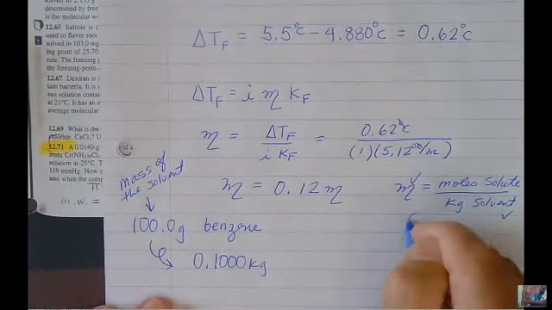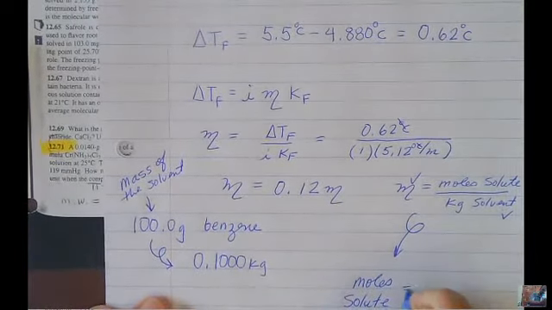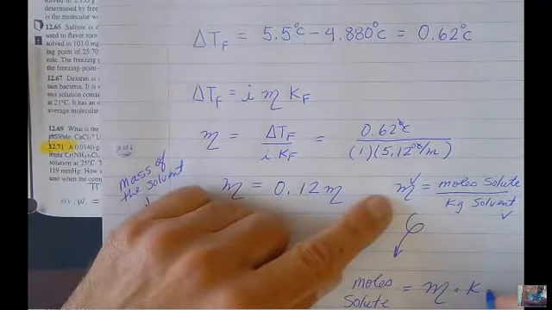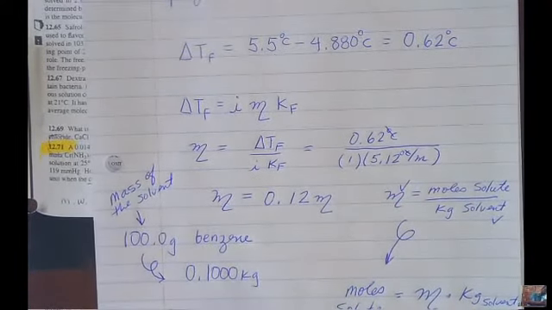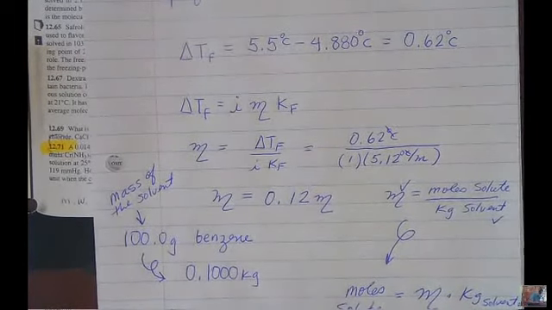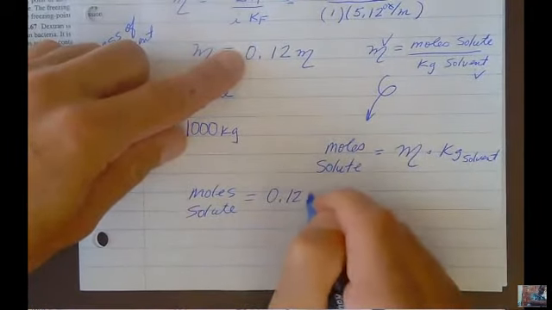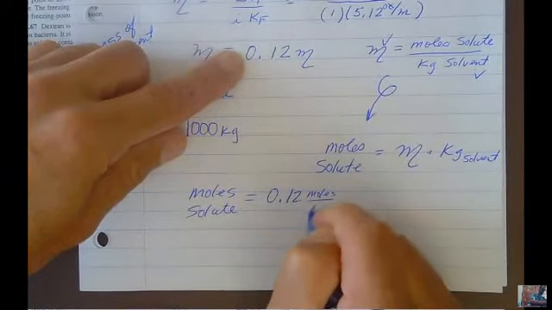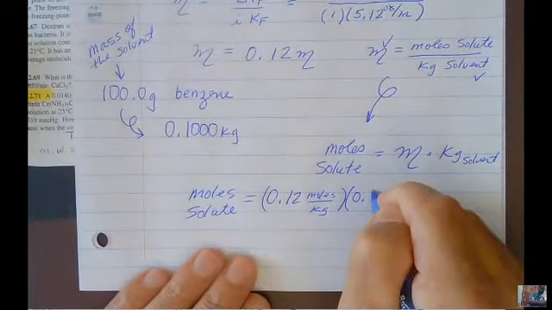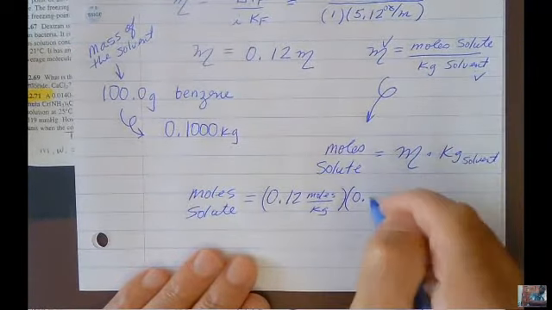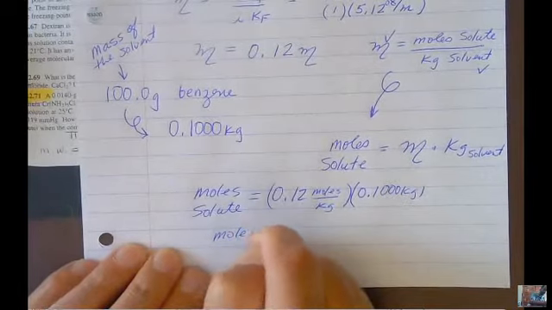So what am I solving for? Rearrange this for the moles of the solute. The moles of the solute is going to be the molality times the kilograms of solvent. This is the second to last step. The moles of the solute is going to be equal to the molality, which is moles per kilogram of solvent, times the kilograms of solvent, which was 0.1. Kilograms cancel out. How many moles of BHT do I have?